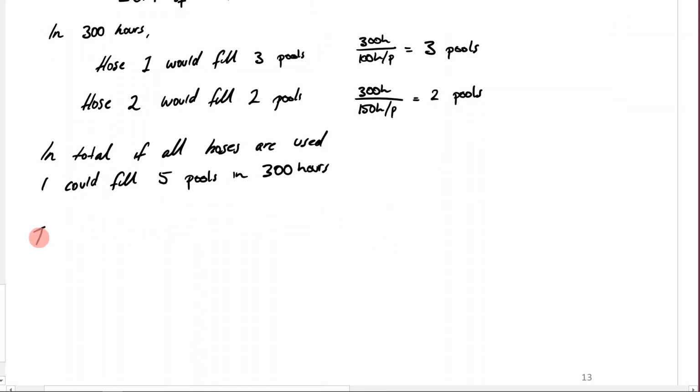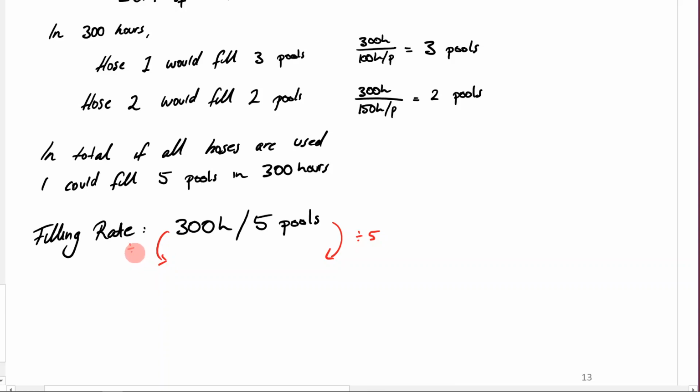Then I could say what my filling rate is based on that. What is my filling rate going to be? Well, it's 300 hours for 5 pools, because in 300 hours I can fill 5 pools. Now I just want to find 1 pool. So I'm going to divide both sides by 5. 300 divided by 5 will be 60 hours, and this one will be 1 pool. And that is my answer. So it takes 60 hours to fill 1 pool.